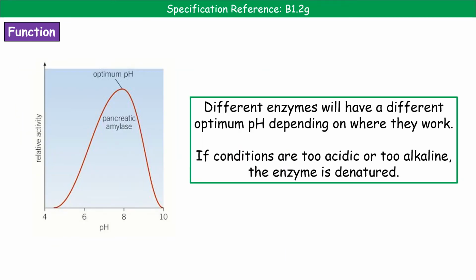Number 2 of our factors is pH. Now pH is quite straightforward. All enzymes have an optimum pH, the pH at which they will work at their fastest rate. That optimum will be different in different enzymes, and it depends on where they're designed to work. So enzymes that are designed to work in your stomach will have quite an acidic optimum pH because your stomach is acidic, but one in your mouth would not be acidic as its optimum. If we go too acidic or too alkaline, then we denature the enzyme.